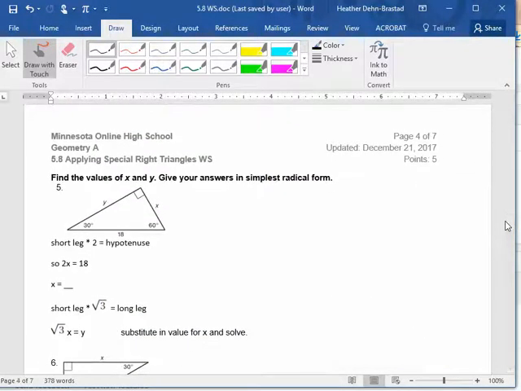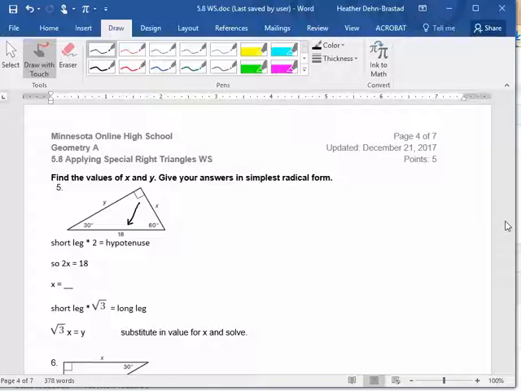So here we have this triangle. We don't know either of the legs, but we do know the hypotenuse. So I wrote what you should start with. You should start with the equation short leg times 2 equals the hypotenuse. And the short leg is x, so 2 times x would equal the hypotenuse, which is 18. Remember that the hypotenuse is always opposite the right angle, not touching the right angle.